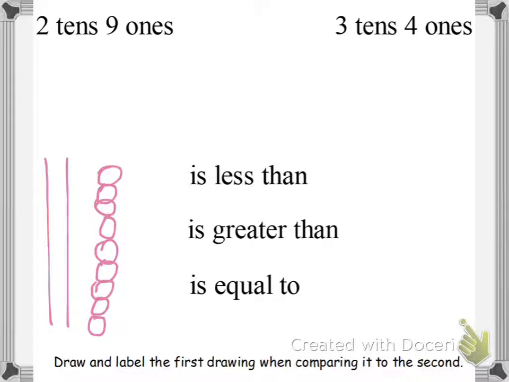Now, I'm going to count this to figure out what number is 2 tens, 9 ones. So 10, 20, 21, 22, 23, 24, 25, 26, 27, 28, 29. 29. Right, because we know that for 29, the tens show right here, 2. And then this is our ones, so 9 ones.